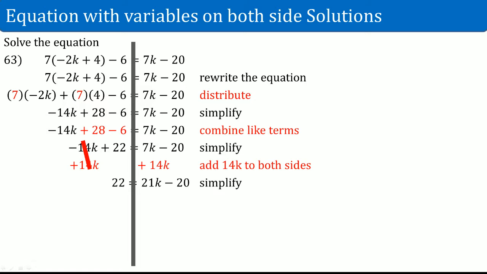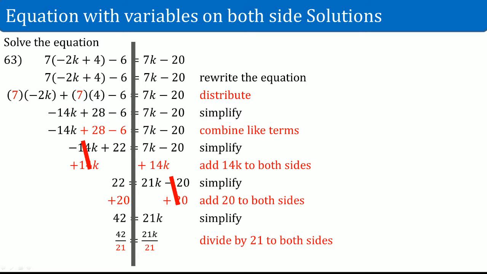Here it becomes a two-step problem. Add 20 to both sides, it cancels out on my right-hand side. My left-hand side, 22 plus 20 becomes 42. 21k is left over on the right-hand side. Divide by 21 on both sides. That should cancel. k equals 2.